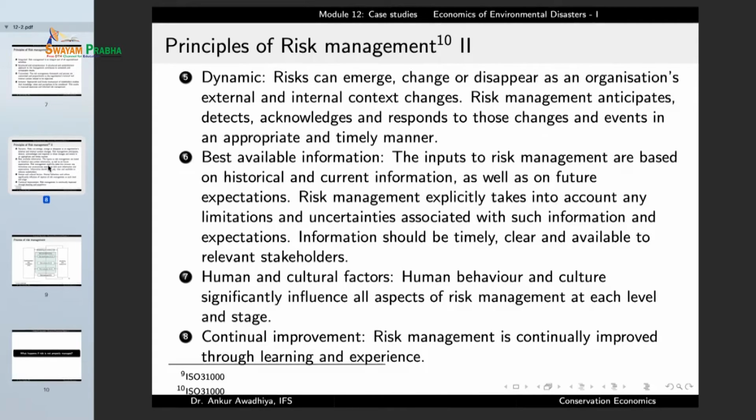Risk management is dynamic because risk can emerge, change, or disappear as an organization's external and internal context changes. So, risk management anticipates, detects, acknowledges, and responds to those changes and events in an appropriate and timely manner. So, what we are saying here is that the risks may change with time. When, for instance, you set up an industry and the whole of its surroundings is barren land, then the sort of risk is very different than at a later point of time when the town has expanded and it is now right on your doorstep.